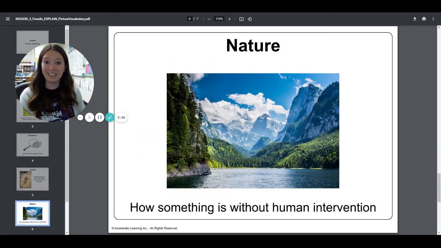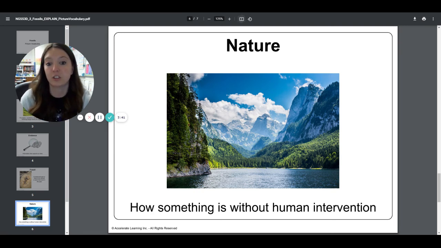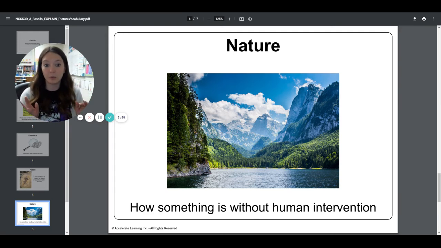Our next word is the word nature. Say the word nature. Great. Let's spell it. N-A-T-U-R-E. Nature. Nature is just how something is without human intervention. So what it looks like without humans adding to this. So we can see our picture here. The nature includes the water, the rocks, the trees, the mountain, the sky, right? Nature, how something is without any humans intervening or adding or taking away things.